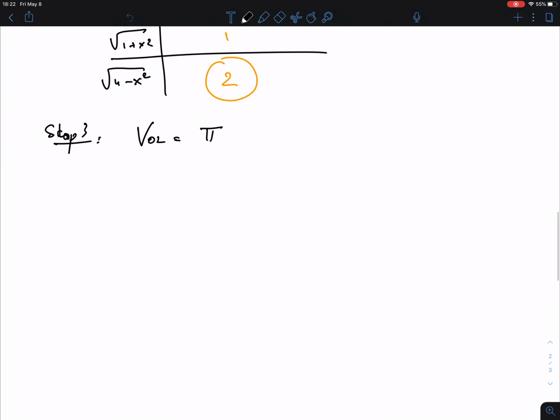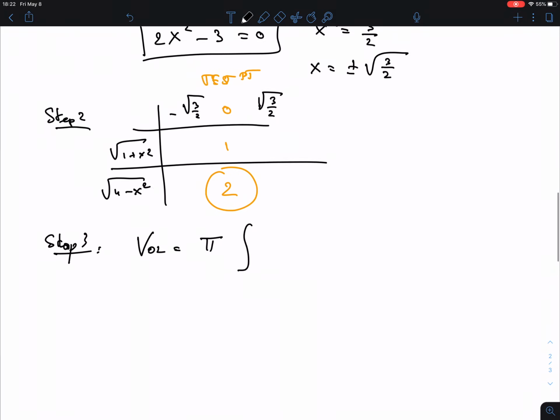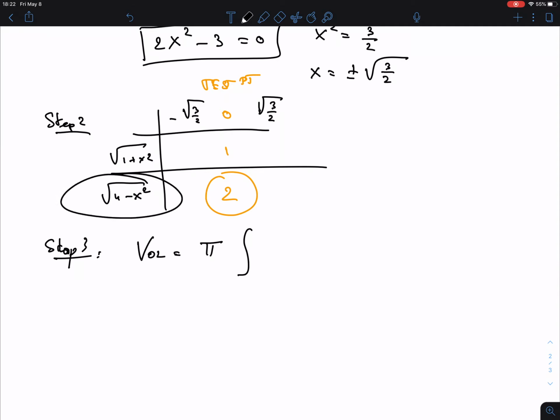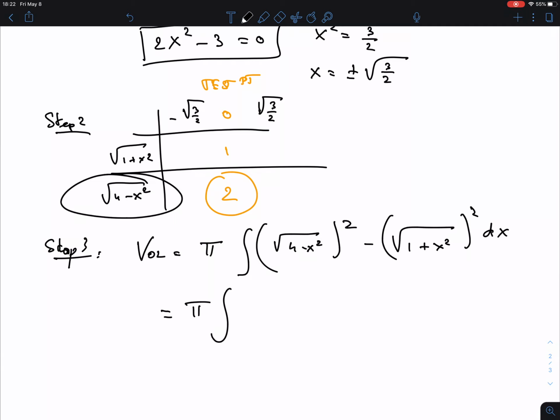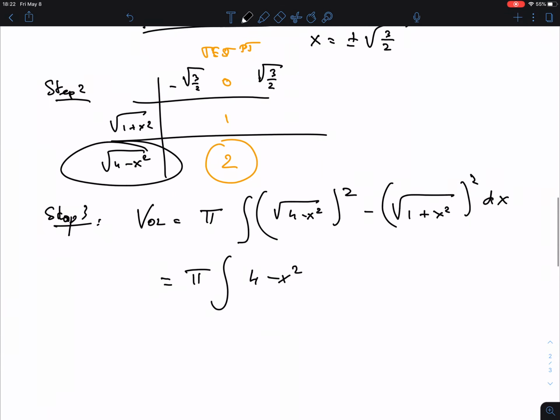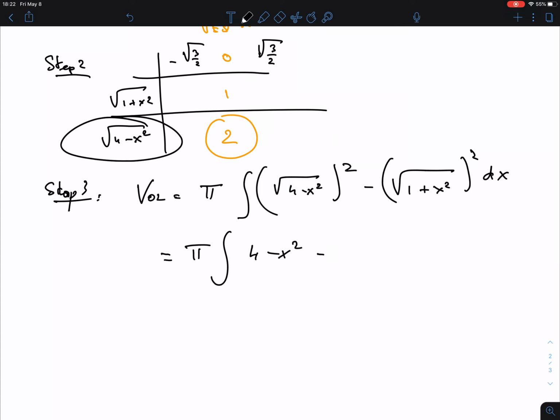Okay, sorry about that. So pi, we have the top curve. We decided this is the one, but we have to square it. So it is 4 minus x squared locally, because otherwise we have the difficult integral, minus, and then subtract the other one, 1 plus x squared dx. So we get pi, we get 4 minus x squared, square and square roots cancels, minus 1 plus x squared dx. So we get pi, oh, and the endpoints, I didn't write my endpoints, minus radical 3 over 2 to radical 3 over 2.